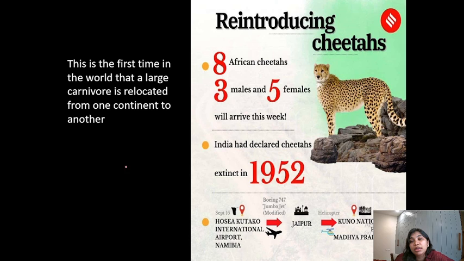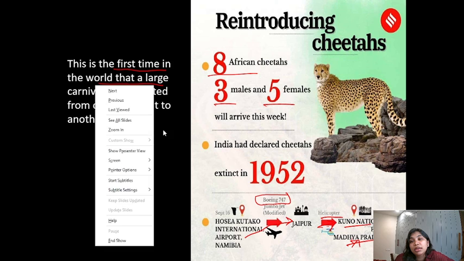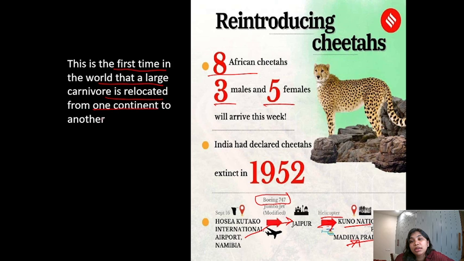So why are we reintroducing the cheetahs now? We brought 8 African cheetahs, 3 males and 5 females. How were they brought? From Namibia, they were brought to Jaipur on a Boeing 747 plane, and from there to Kuno National Park in Madhya Pradesh by helicopter. And we have to remember the significance: this is the first time in the world that a large carnivore is relocated from one continent to another. This is the major point.